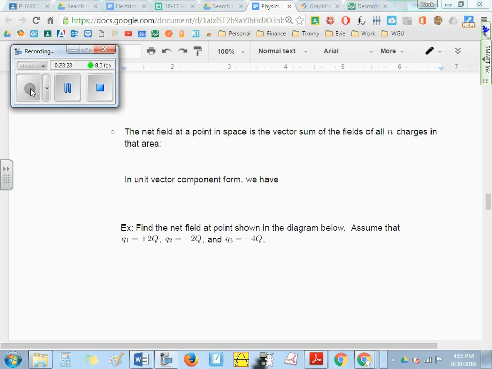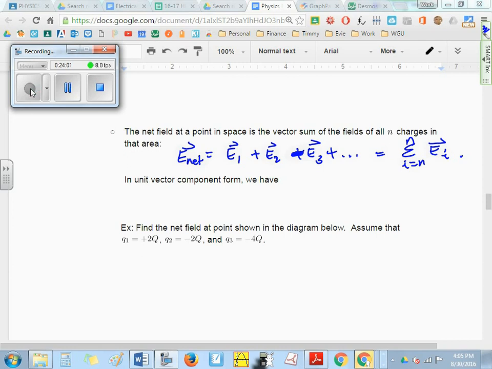So we can just simply do what we did with forces. The net field experienced is going to be the vector sum of all the fields impacting that region. So this just goes on and on. In other words, if there's n charges, it's the sum from i equals 1 to n of E sub i.